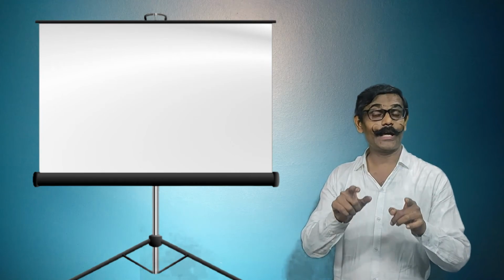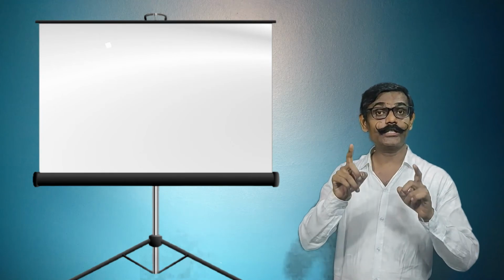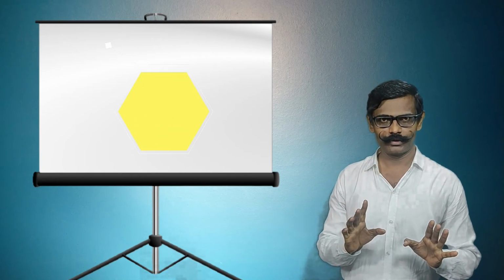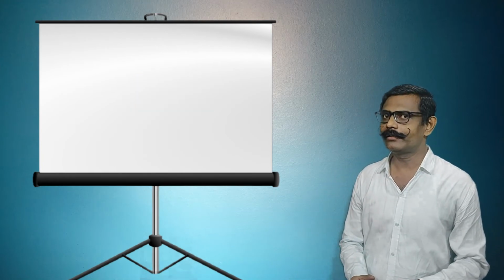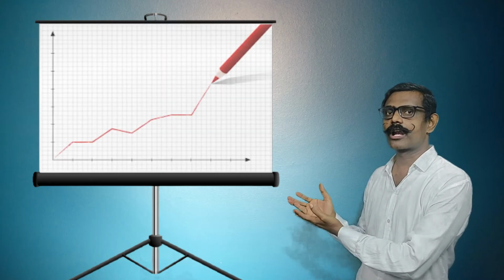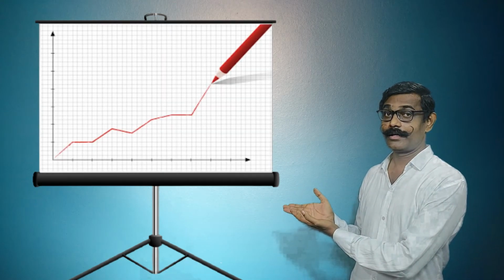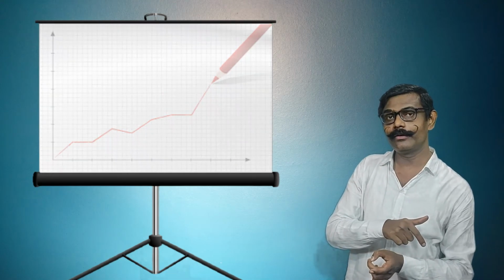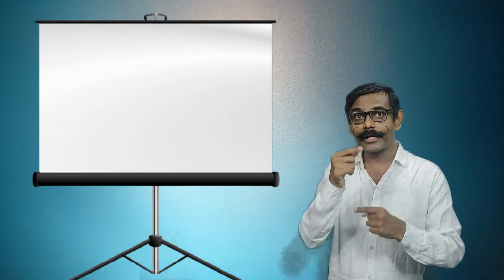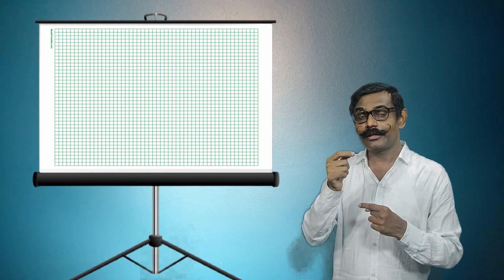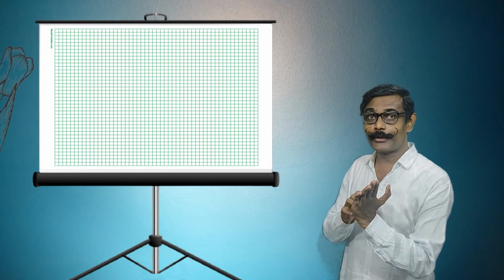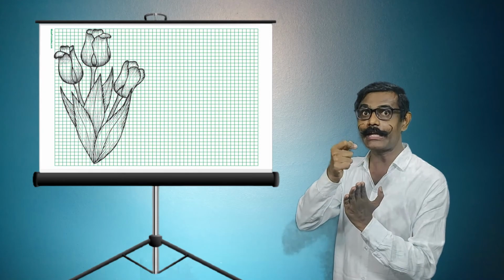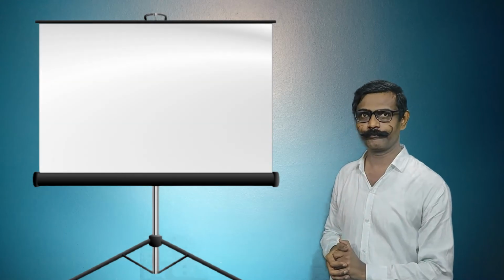Now the element with atomic number 9 is fluorine. So for number 9, imagine a graph. And for fluorine, flower. So what will be your creativity? Imagine on graph paper you are drawing the sketch of a flower.